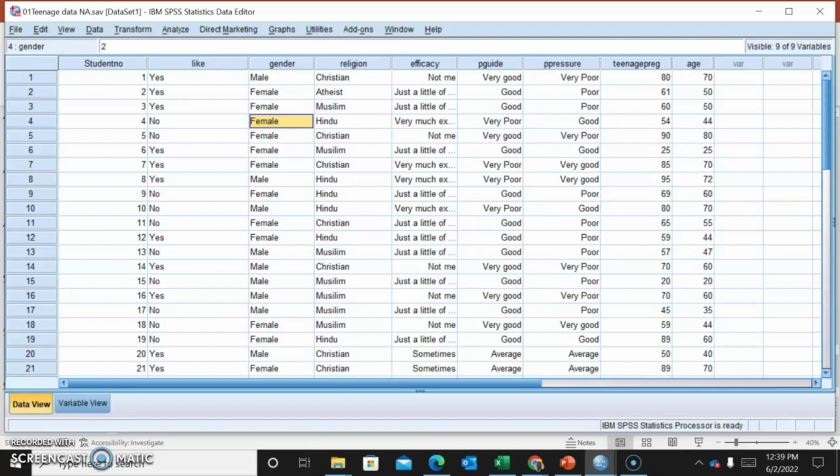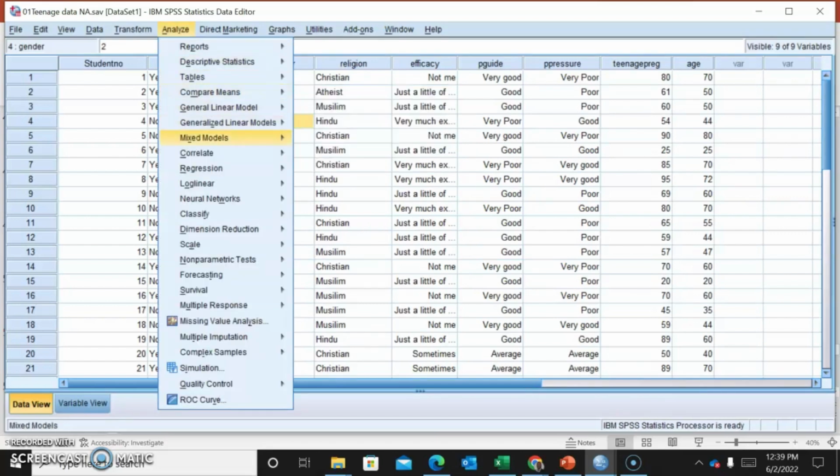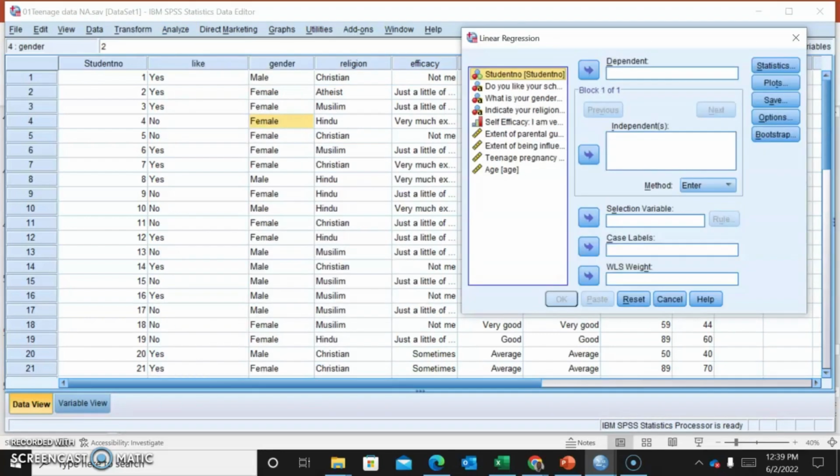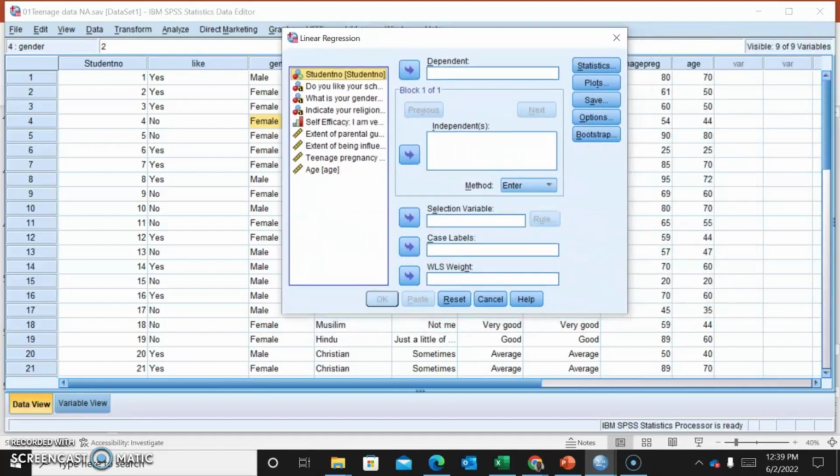All working together. So we go to Analyze in SPSS, and after that we go to Regression, then we go to Linear. In this linear regression, we look at that pop-out window where we see dependent variable and independent variable. So we select the dependent variable. And remember, in our conceptual framework, the dependent variable was teenage pregnancy. So we select teenage pregnancy and put it in as the dependent variable.